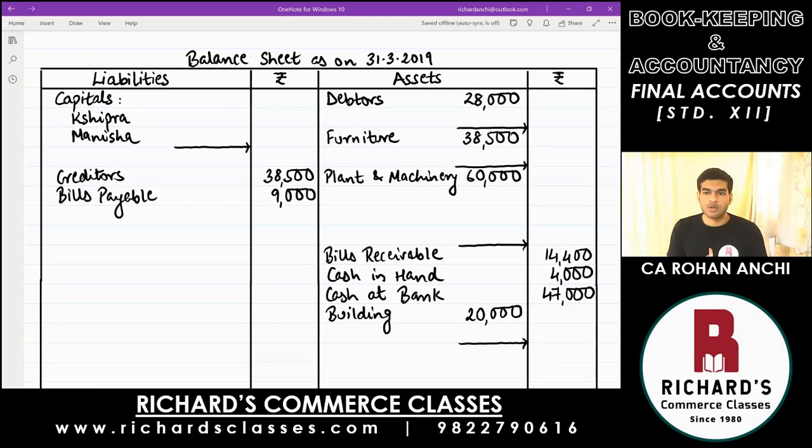Then capital account of the 2 partners directly on the liability side, one below the other. Shipra 90,000 and Manisha 30,000. Add up and tell me the total capital of the 2 partners. 1,20,000 in the outer column.